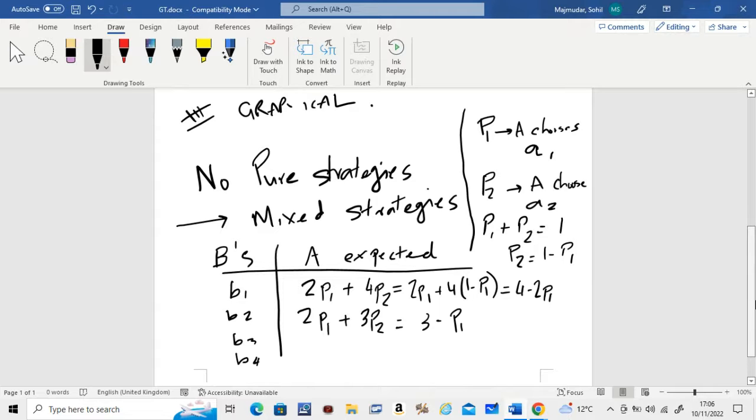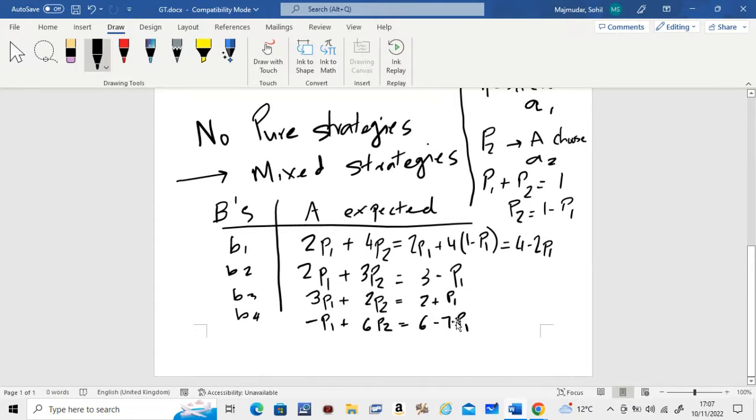Similarly, if B chooses B3, A's expected payoff from the above matrix will be 3P1 plus 2P2. Again, in place of P2, plug in 1 minus P1. When simplified, you should get 2 plus P1. And similarly for B4, we get negative P1 plus 6P2. When simplified, you should get 6 minus 7P1. So we end up with 4 linear equations.